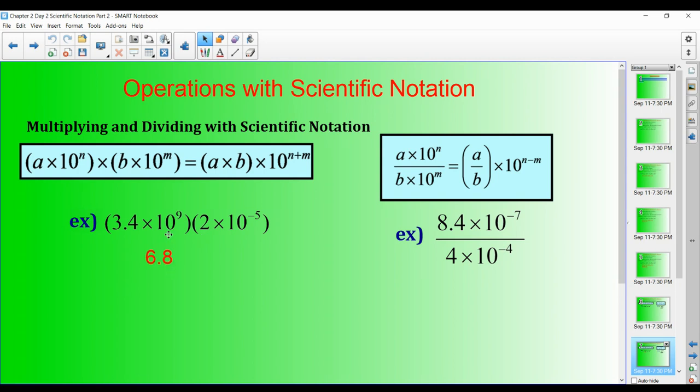I can do 10 to the ninth times 10 to the negative fifth, and I remember I just add those two because it's power times a power, and get 10 to the fourth. And this one's already in scientific notation. I don't have to move the decimal anymore.